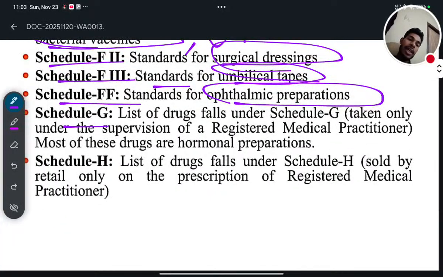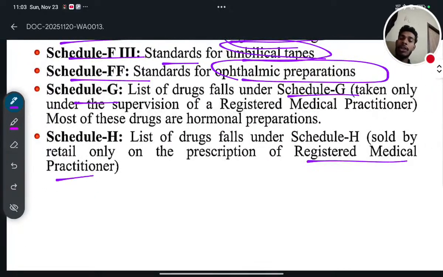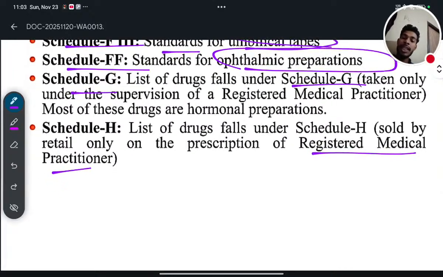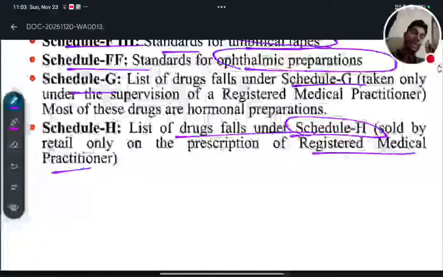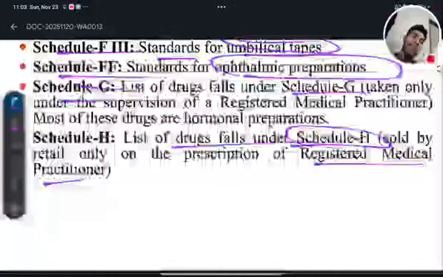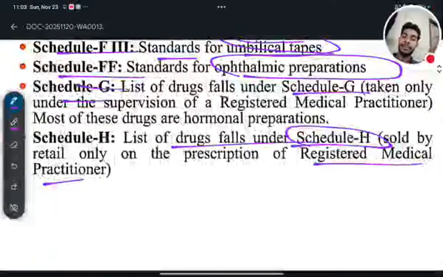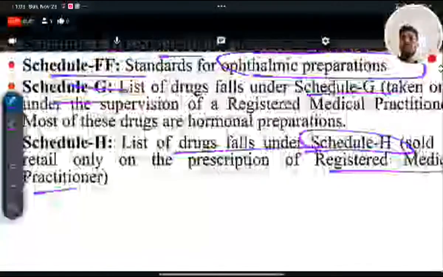Schedule G, list of the drugs which come under Schedule G. Simply, Schedule G and H are both related to RMP, that is, registered medical practitioner. So Schedule G drugs can be taken only under the supervision of an RMP or a medical authority. And Schedule H drugs can be sold only on prescription written by an RMP, that is, a registered medical practitioner. And Schedule G drugs will be taken in the presence of hospital authority or supervision of an RMP.